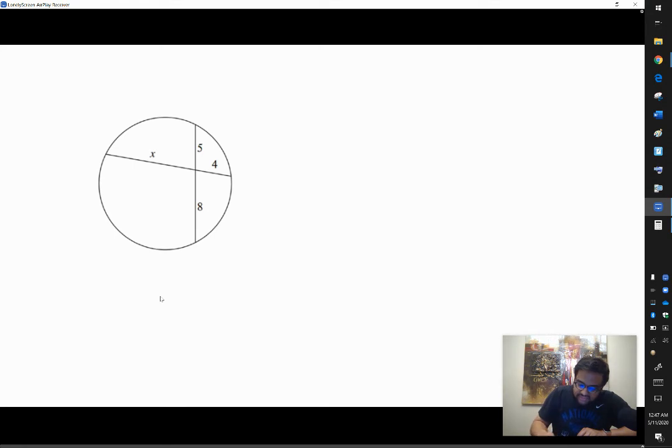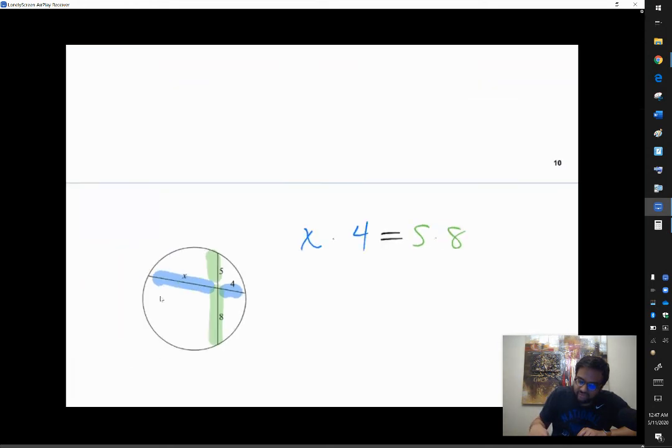So the slanted downwards one has its subdivisions as x and 4. So let's see here in blue, x times 4, the product of one pair of subdivisions is equal to the product of the other pair of subdivisions. The vertical chord is subdivided into a piece of 5 and a piece of 8. So 5 times 8. Again, just applying this pattern of the intersecting chord theorem.